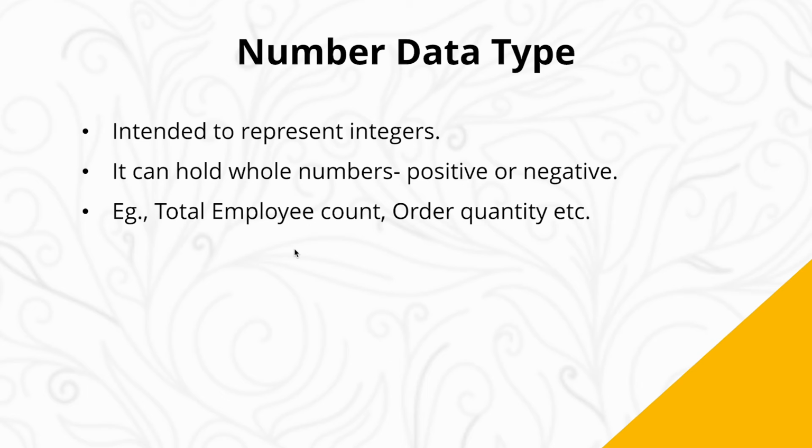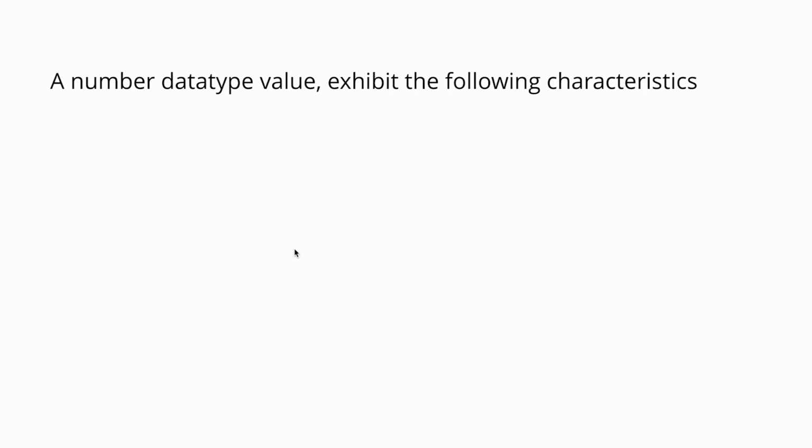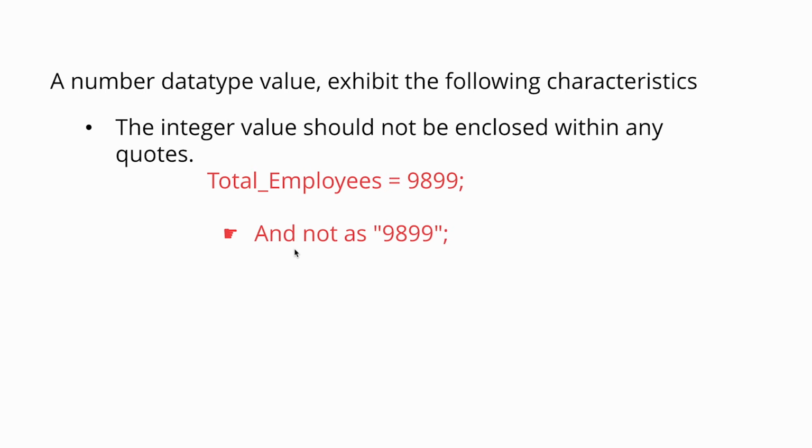Or we cannot have 2.5 employees working in a department. It should be either 2 or 3, right? So that falls under the number data type. And the number data type exhibits the following characters. So it should not be enclosed within the double quotes.